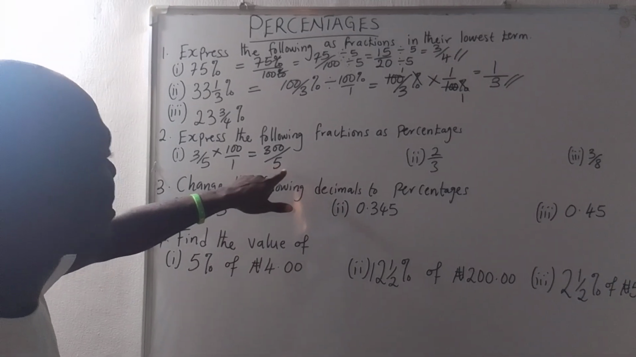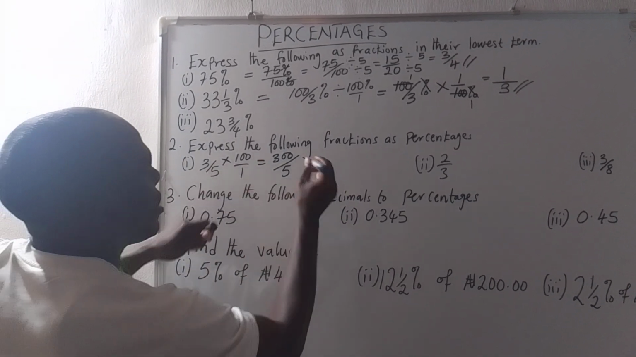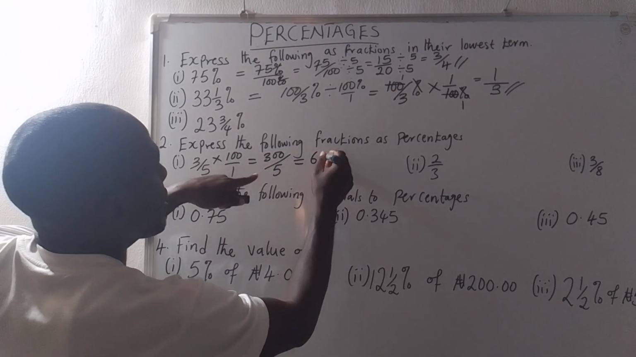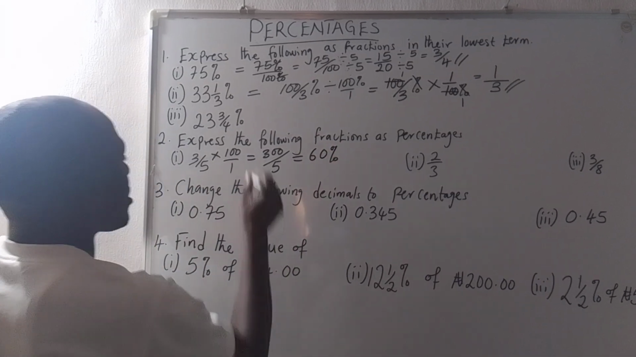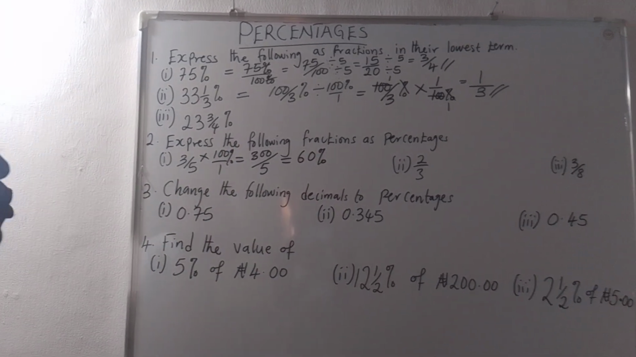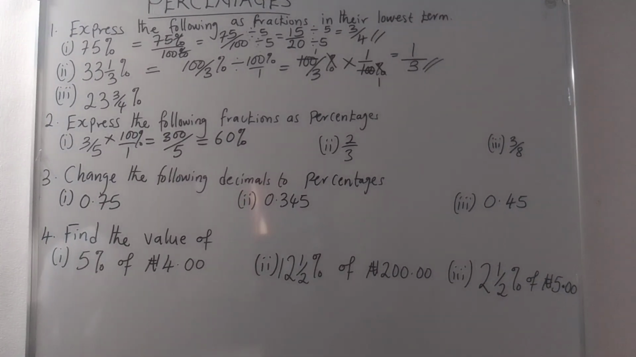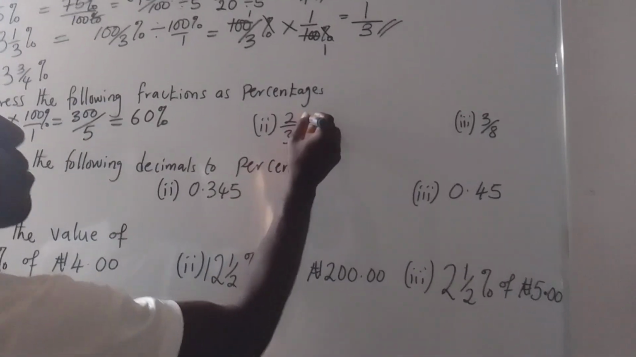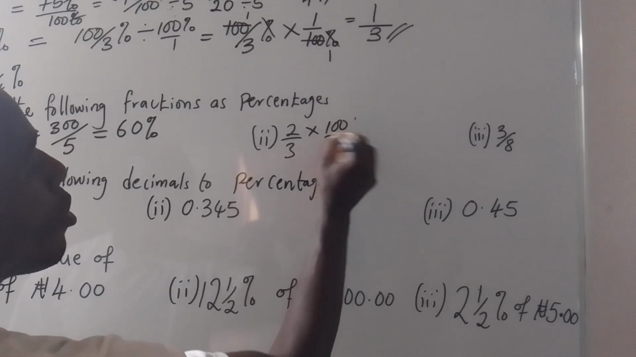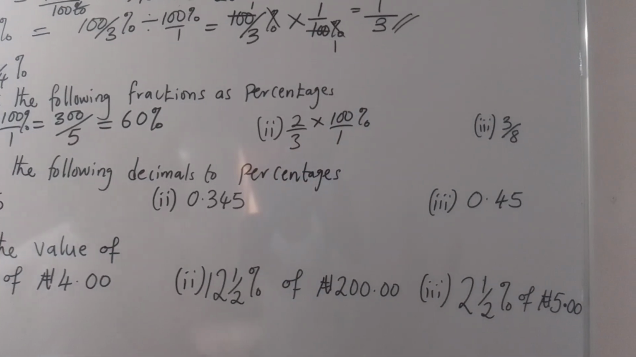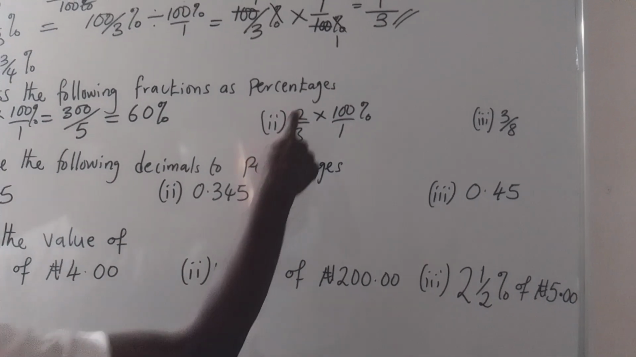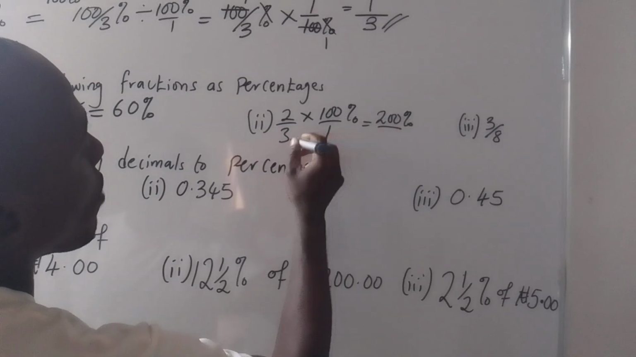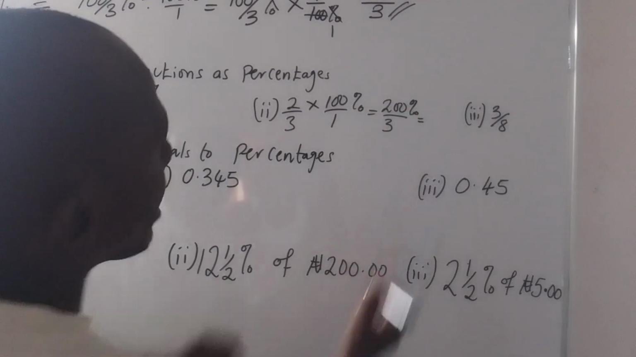So let's divide. 5 into 30 will give us 6. And 0 divided by 5 is 0. Remember to put your percentage. I forgot to put my percentage here. So our answer is 60%. Changing 3 over 5 to percentage is 60%. The same thing goes here. We multiply by 100 all over 1 because 1 has no effect on it. So 2 times 100 will give us 200. 200% all over 3.